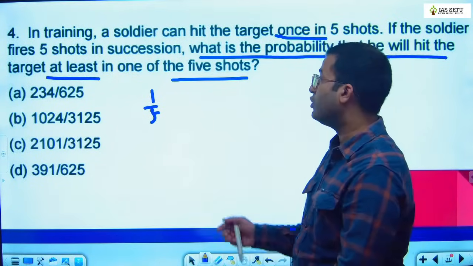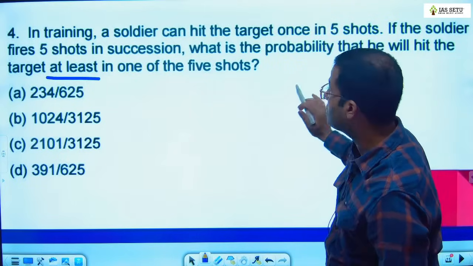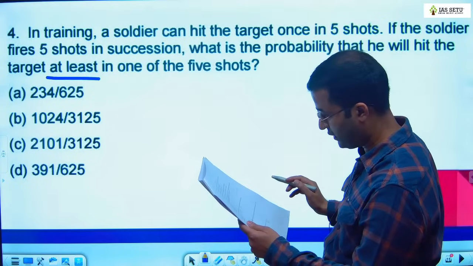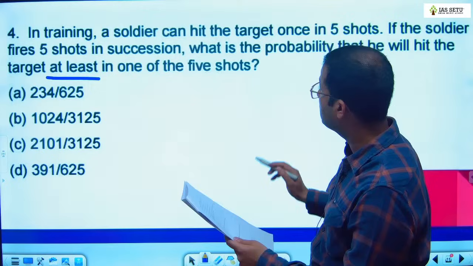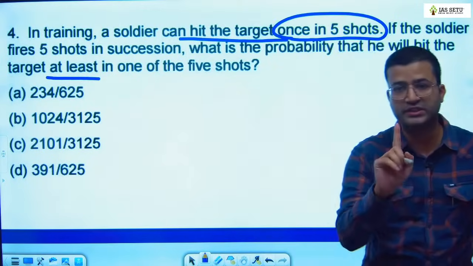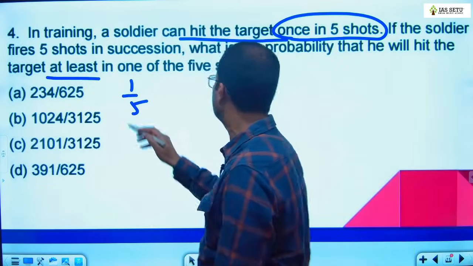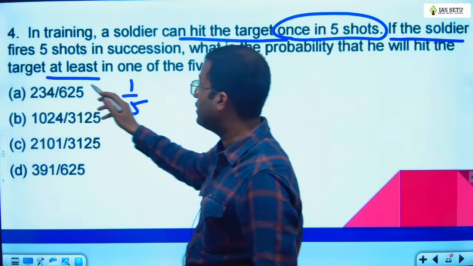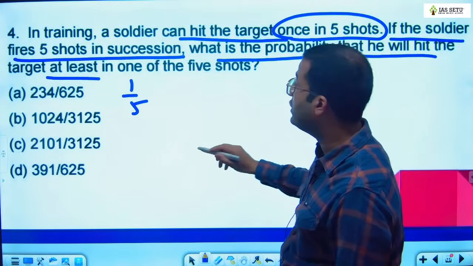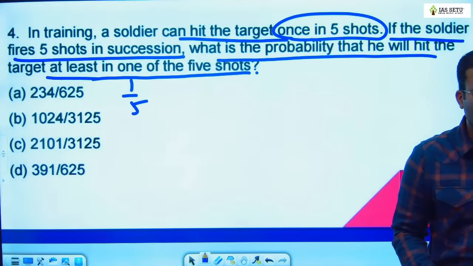Okay, so what is the concept behind this question? There are the 5 shots. A soldier can hit the target once in 5 shots. So the probability of the soldier hitting the target is 1 by 5. If the soldier fires 5 shots in succession, what is the probability that he will hit the target at least in one of the 5 shots?